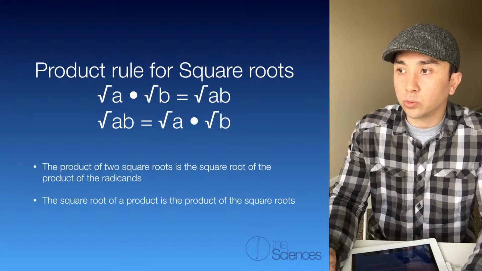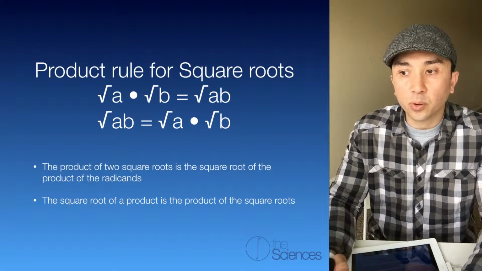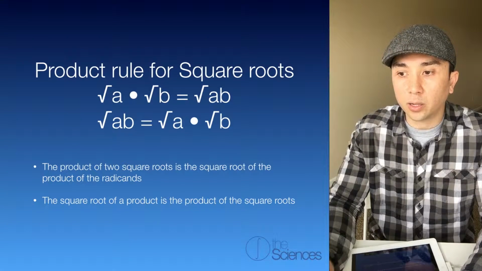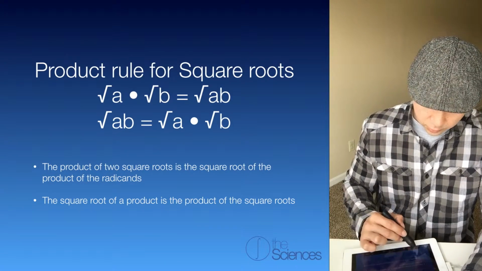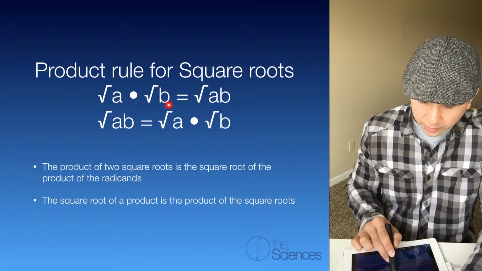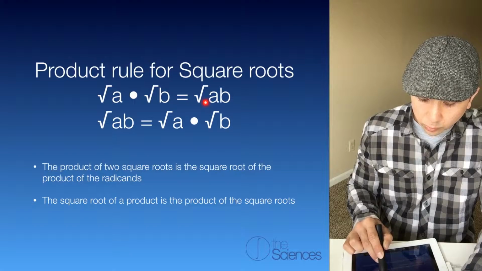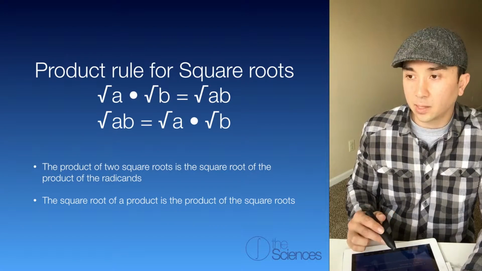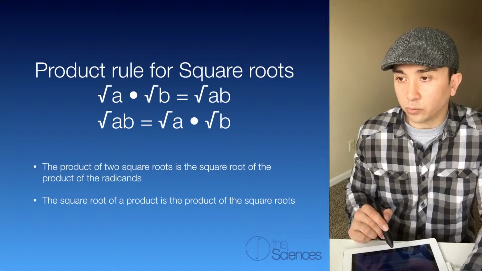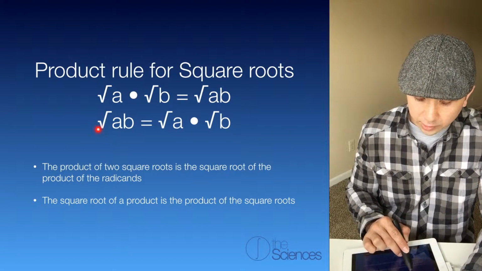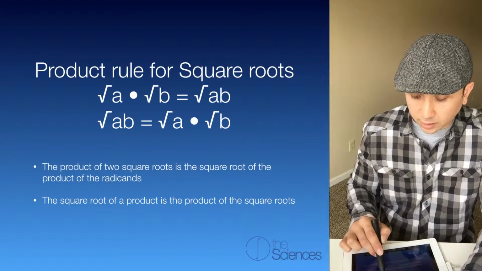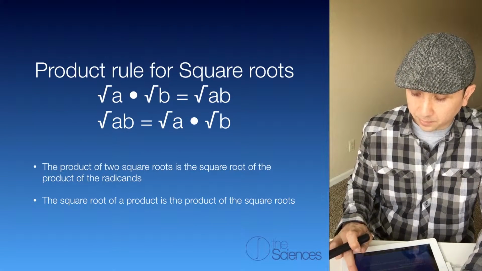So here's the product rule for square roots. The product of two square roots is the square root of the product of the radicands. So here, if we have the square root of a times the square root of b, well, that's just the square root of a times b. Now the square root of a product is the product of the square roots. So here, if we have the square root of a times b, well, that's just the square root of a times the square root of b.